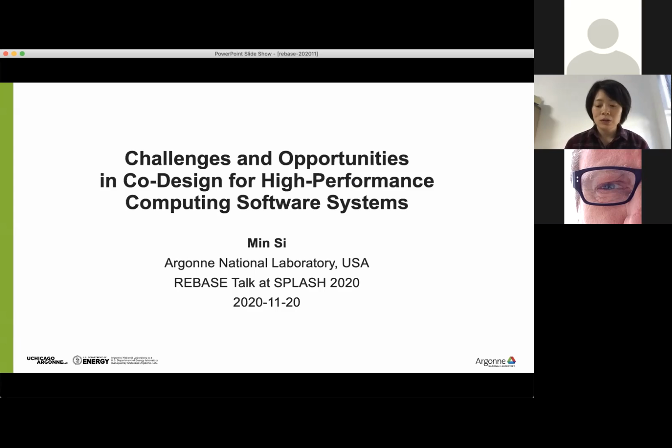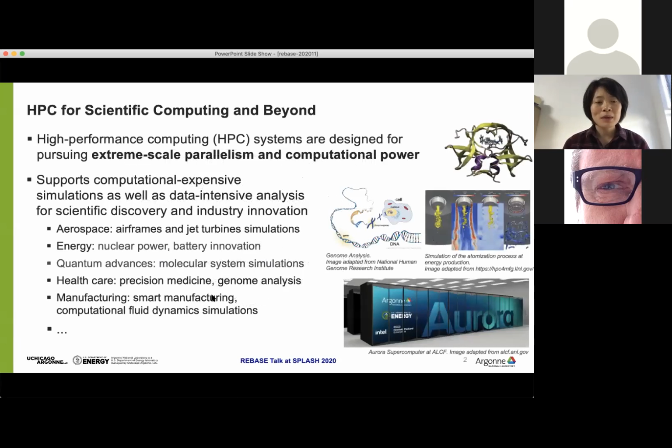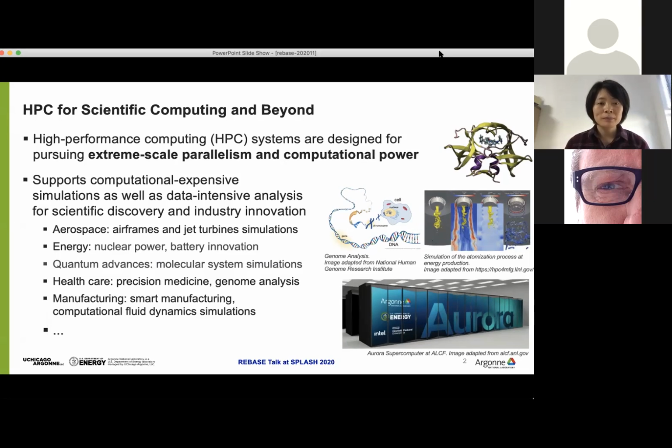Let's get started here. I think not everyone in this room is very familiar with the HPC community because it's a relatively small community in computer science. So let me recap about the community a little bit for everyone.